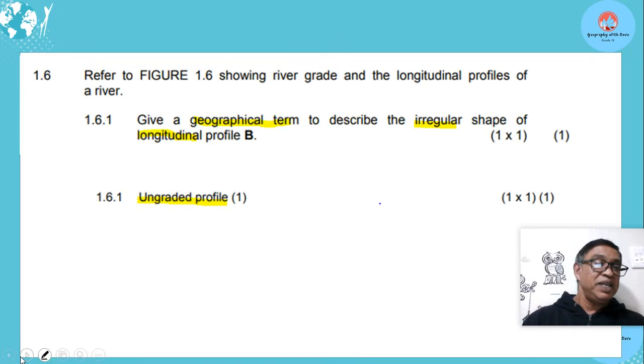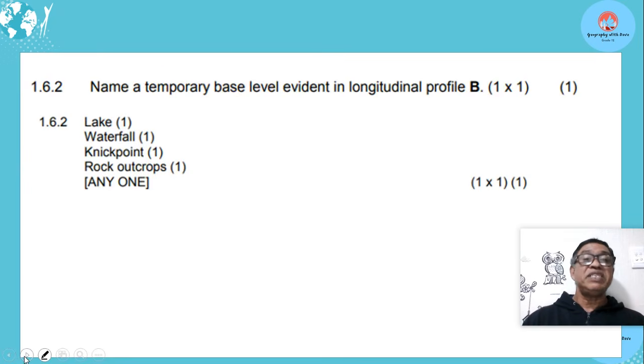Okay, let's look at the next one. Name a temporary base level. You know your temporary. Evident on the longitudinal profile B.